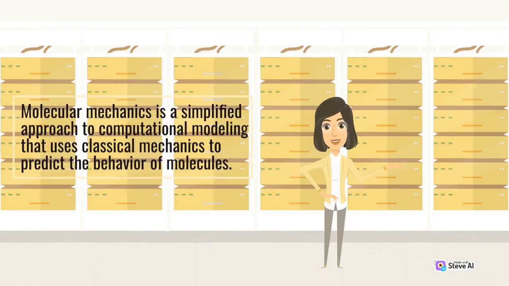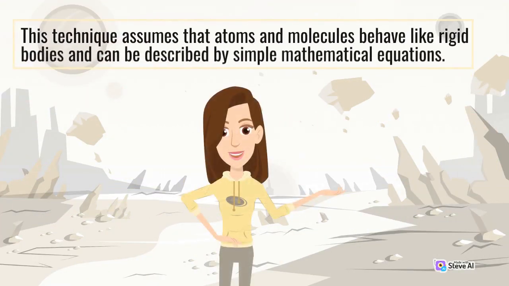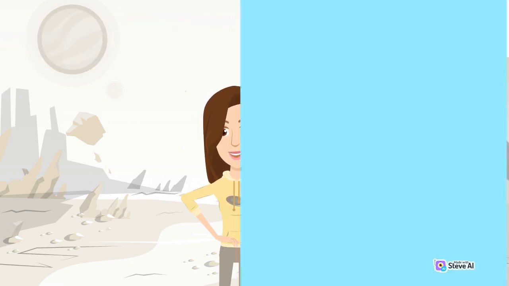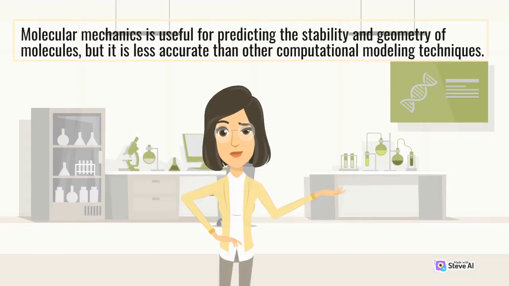Molecular mechanics is a simplified approach to computational modeling that uses classical mechanics to predict the behavior of molecules. This technique assumes that atoms and molecules behave like rigid bodies and can be described by simple mathematical equations. Molecular mechanics is useful for predicting the stability and geometry of molecules, but it is less accurate than other computational modeling techniques.